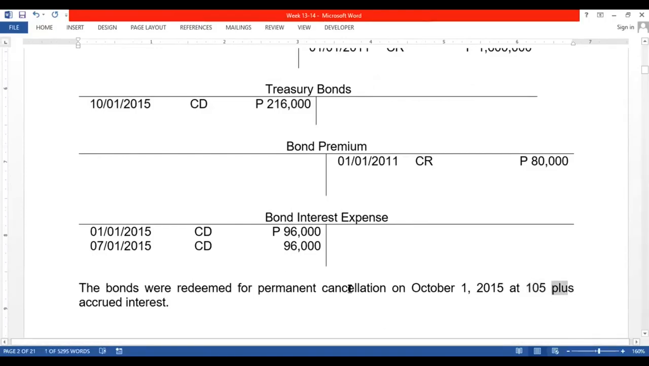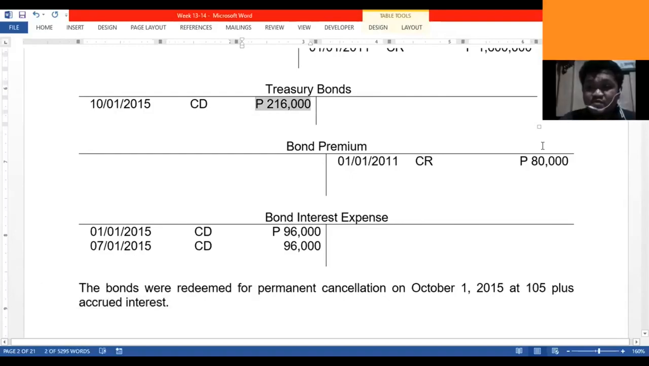1.05 plus the accrued interest. So kanina, yung 216. This is the face amount of the bonds plus the 1.05 plus the interest. Yung accrued, since this is permanent and redeemed siya between interest dates, we expect accrued interest.